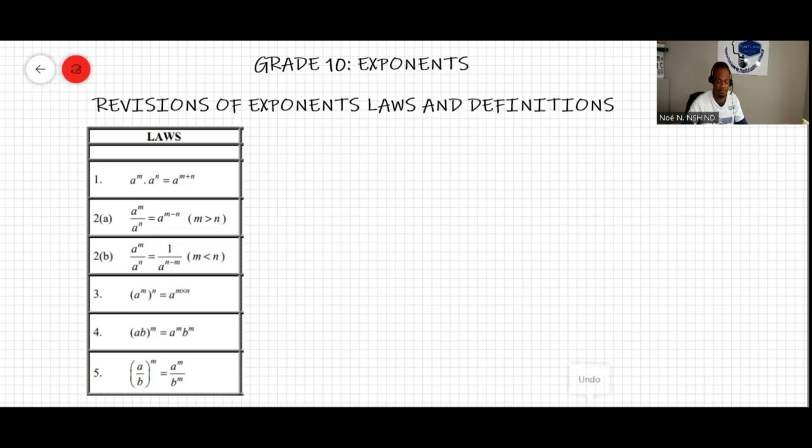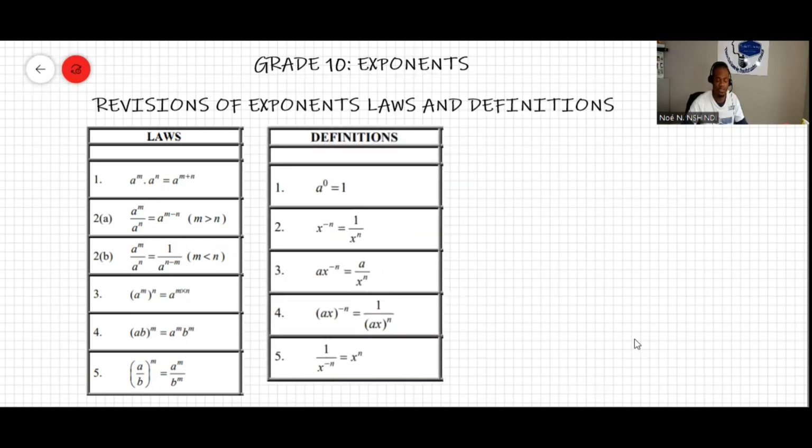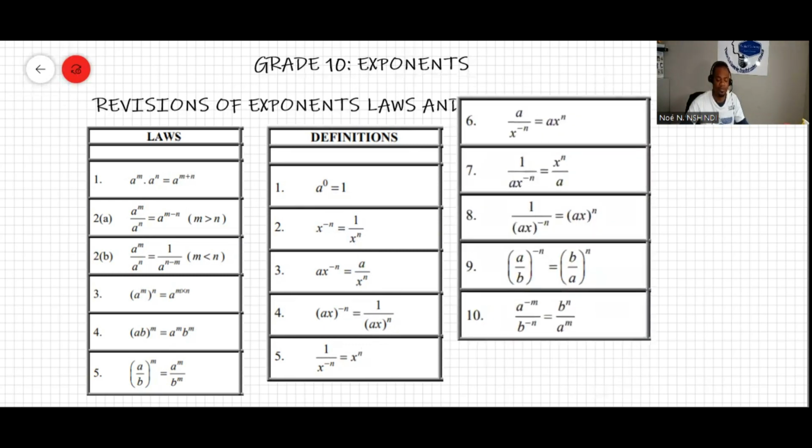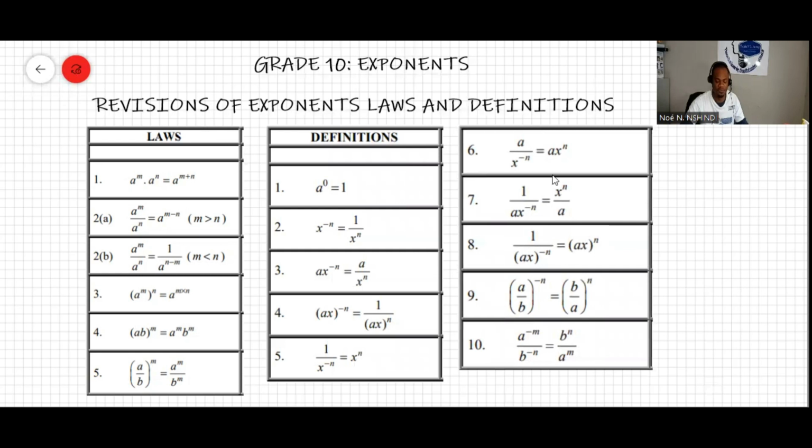Now, I like to put in other definitions of the laws of exponents. When we have a to the power of 0, this equals 1. This means any number raised to the power of 0 is equal to 1. And x to the negative n equals 1 over x to the power of n. We learned these formulas, which are very useful when we solve laws of exponents.